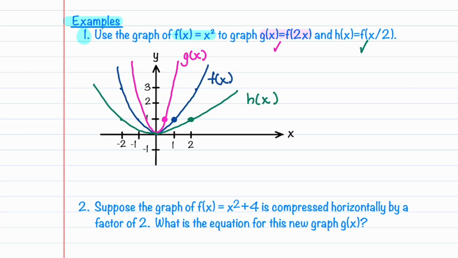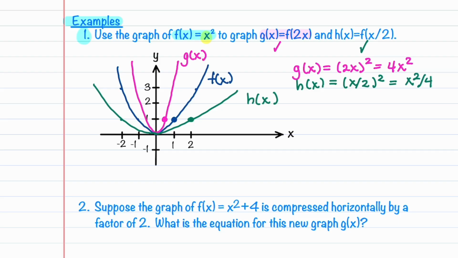Let's go ahead and also do these algebraically. Our g of x is equal to f of 2x. So wherever we see an x, we're going to replace it with a 2x. So this becomes 2x quantity squared, which gives us 4x squared. Likewise for h of x, wherever we see an x, we're going to replace it with x over 2. So this is x divided by 2 quantity squared, and that gives us x squared divided by 4.